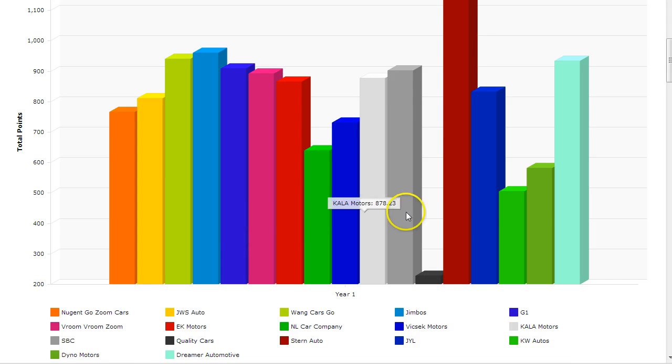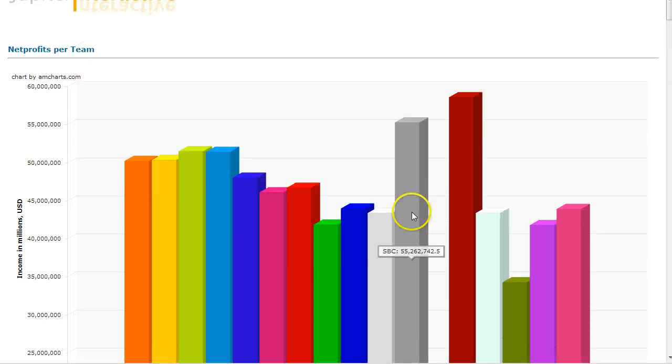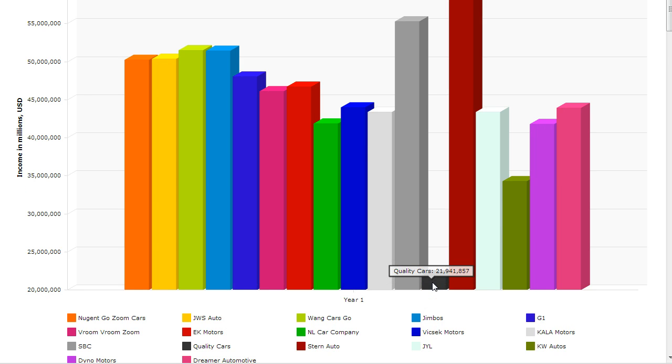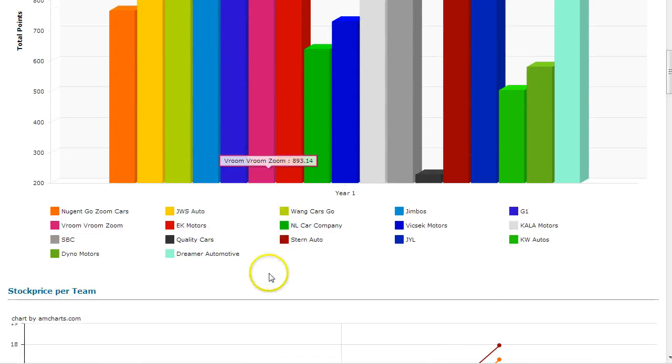Okay, so if we go to points here, we could see that there are varying companies as far as points. One company here, Quality Cars, had very low points. I think the problem here, if you look at the low points, is a direct result of the low profits. They had unusually low profits. So what they need to do is increase their profit margins and profit percentages. That's a must for that team.